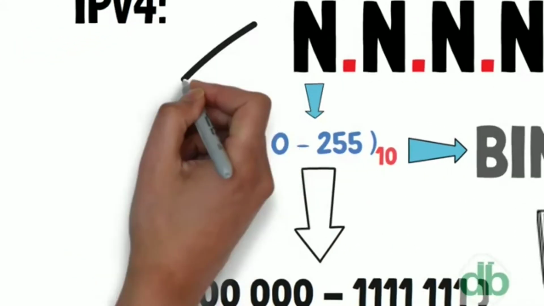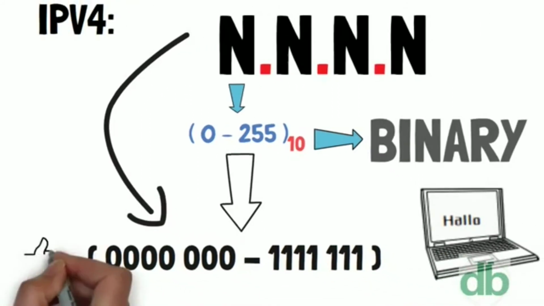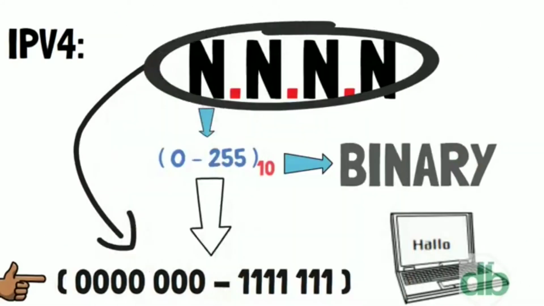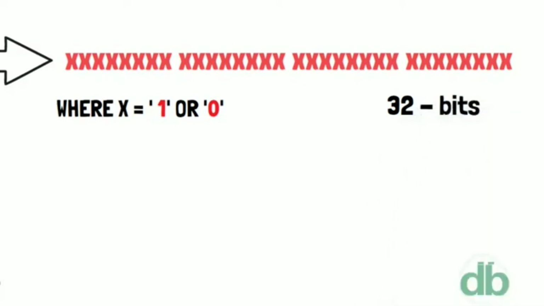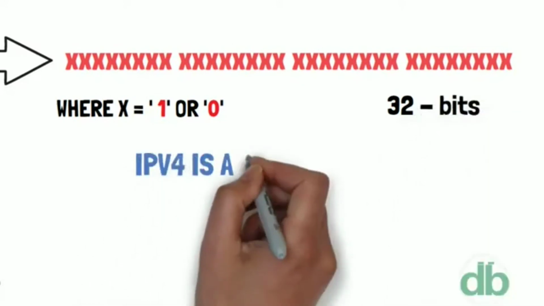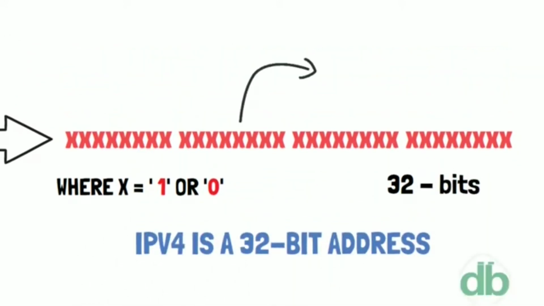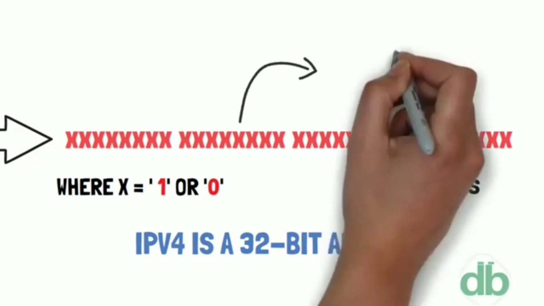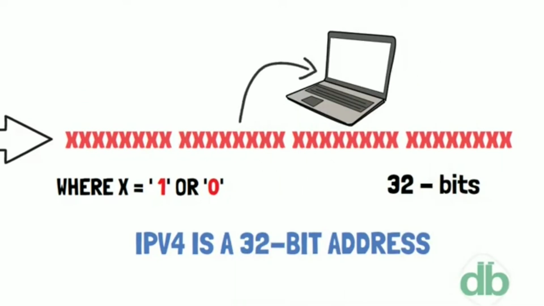Since each number is represented by a group of 8 binary digits, the whole IPv4 address is represented by a sequence of 32 ones and zeros, or simply by a sequence of 32 bits. So, IPv4 is a 32-bit address. In IPv4, a unique sequence of ones and zeros is assigned to each computer.